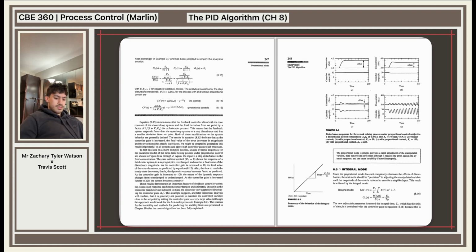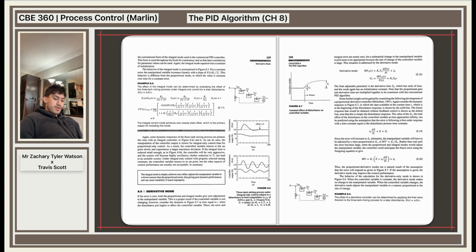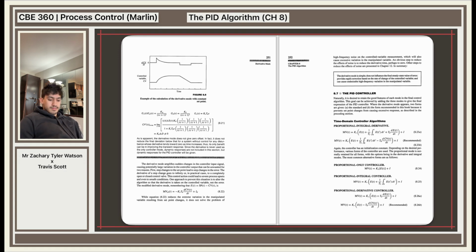I'm not sure what transient equations are telling us. I'm not sure what it tells us. Here we have the integral mode. Then we have the derivative mode. So PID, PI, and then P. And then we have the PID.